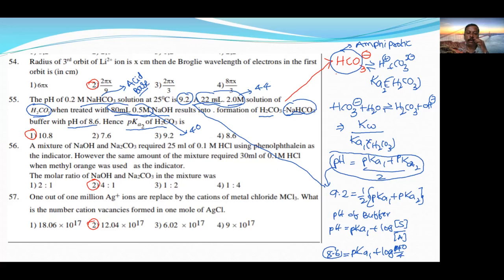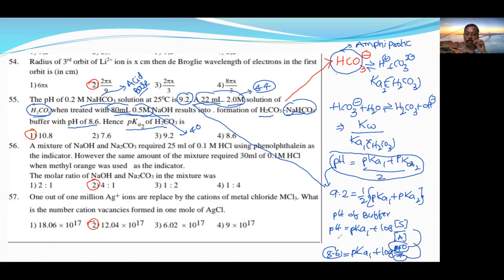Sorry, 22 into 2, it will be 44 ml of acid. And 80 into 0.5, 40 ml of base is there. So what is extra here? Acid. How much extra? 4. And 40 mmol will be converted into salt. 4 will be the acid.